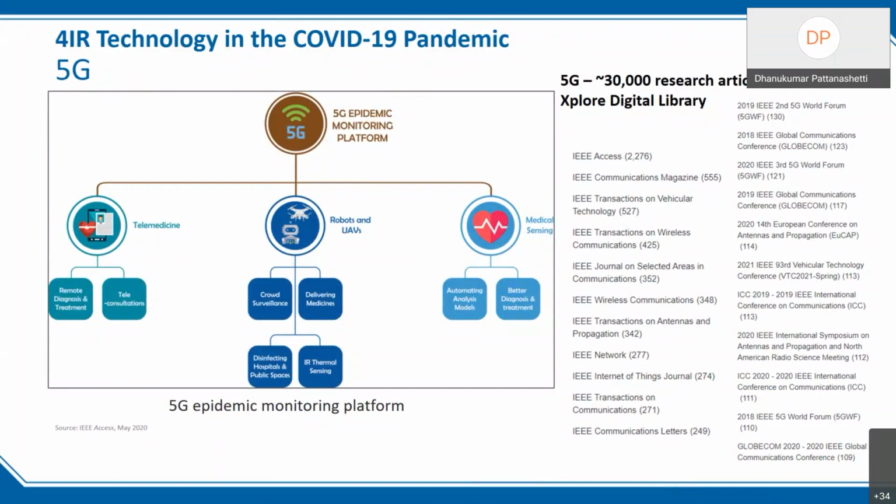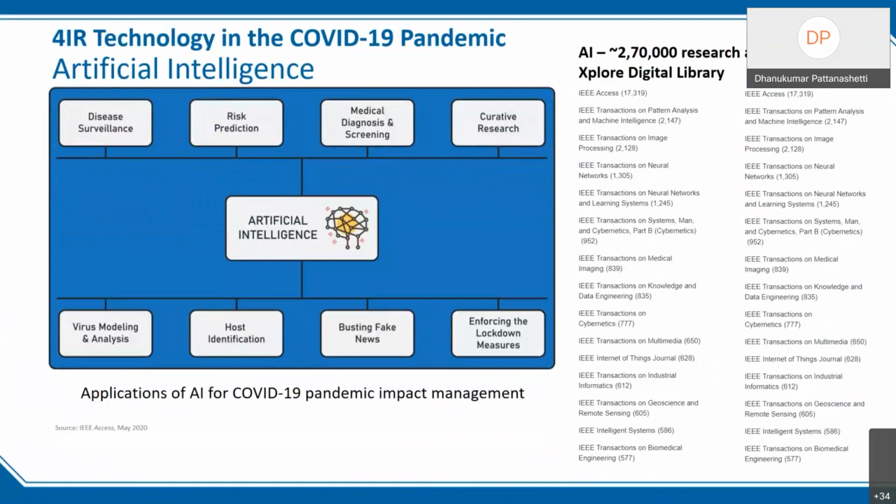Also, we have many journals which speak about this area. We have Communications Magazine, which has 555 documents. On the right hand side, we have conferences like the 5G World Forum. My co-speaker today, Chingappa, has published an article at the 5G World Forum recently. And there are a lot of people who contribute. There is Globecom, there is also UCAP, there is VTC 2021, there is ICC. There are many conferences which publish a lot of articles in the area of 5G. We also have artificial intelligence.